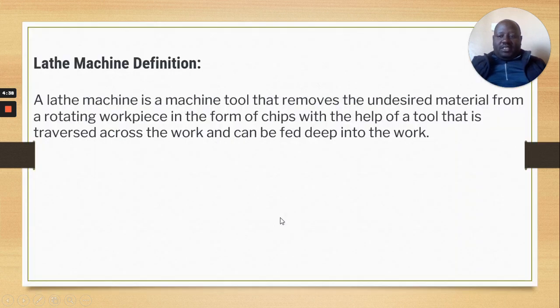The lathe machine is basically the machine which uses a machine tool to remove the undesired material from a rotating workpiece, which is held on the headstock, in the form of a chip with the help of a tool that is traversed across the work and can be fed deeply into the work.